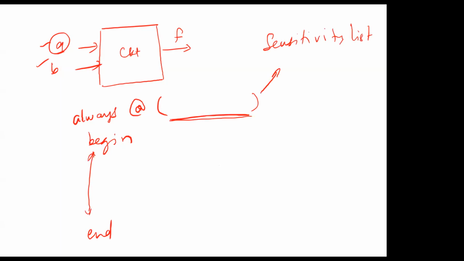Say for example, if I write always at A, and I give some lines of Verilog inside this, what happens is whenever the value of A changes, or whenever the level of A changes, depending on what kind of circuit you are looking at, whenever there is a change on A, all these lines get executed one after the other. All these lines get executed sequentially.